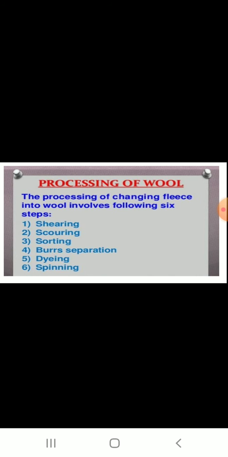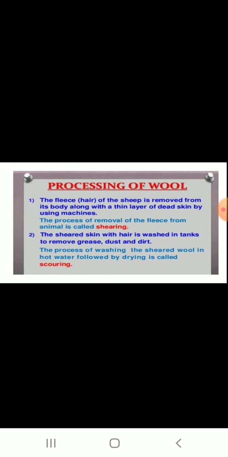Processing of wool. So the processing of wool is done in 6 stages as given in the table, that is shearing, scouring, sorting, burr separation, dyeing and spinning. Okay, so processing of wool, the first one: the fleece of a sheep is removed from its body along with the thin layer of dead skin by using a machine. So this is shearing, the process of removal of fleece or hair from the animal is called shearing. So that is how they are going to get hair from the animal body.